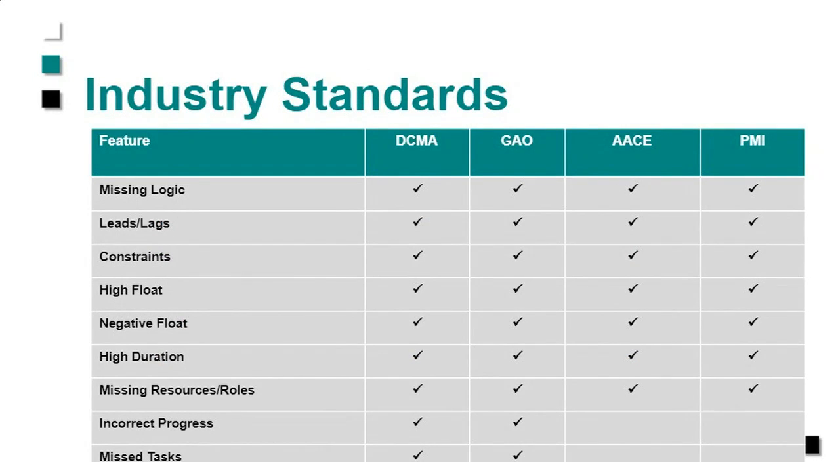So when we talk about industry standards, we spoke about different schedule quality checks. The P6-QA tool checks all of these checks and more. So on the screen, you can see there's DCMA checks, GAO checks, ACE checks, PMI checks. Well, the P6-QA tool has them all covered and more on top of that as well.